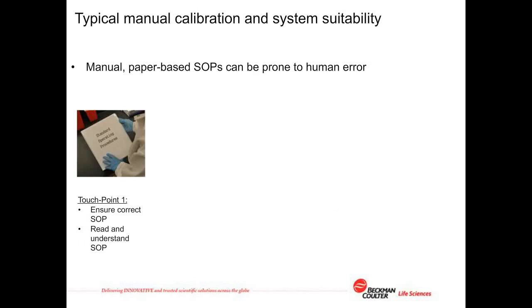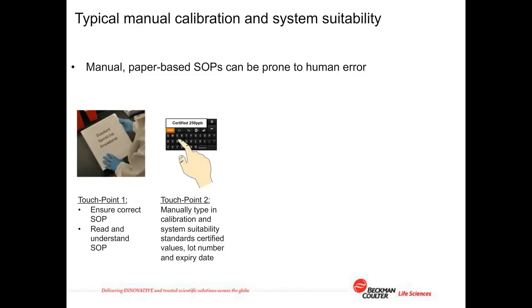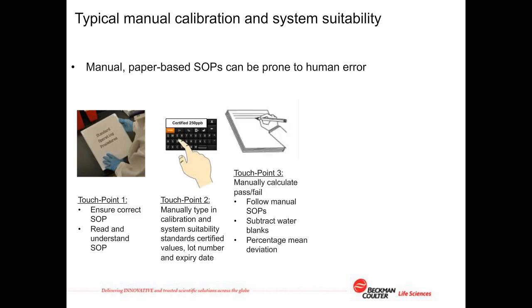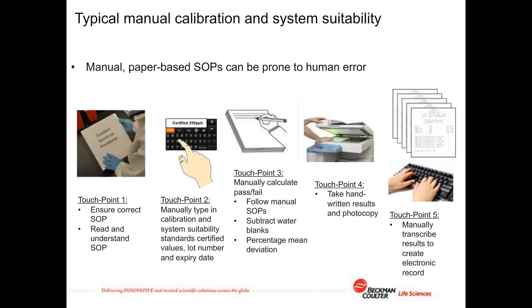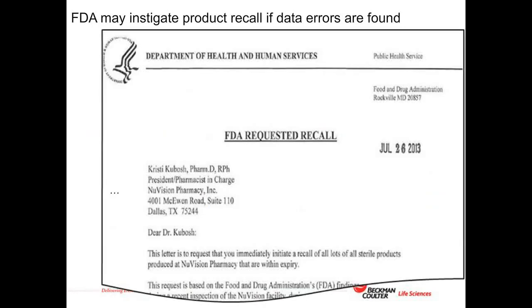There are many manual SOP steps to be followed in the typical water monitoring process. Values for certified calibration standards and system suitability kits are manually entered, inviting human error and mistyping. Pass-fail reports have to be manually calculated, and finally the electronic record is created by photocopying the manual calculations and manually typing the records into the system. Quality control data integrity, of course, is of vital importance, and the FDA could trigger a product recall if deficiencies are discovered in data records.